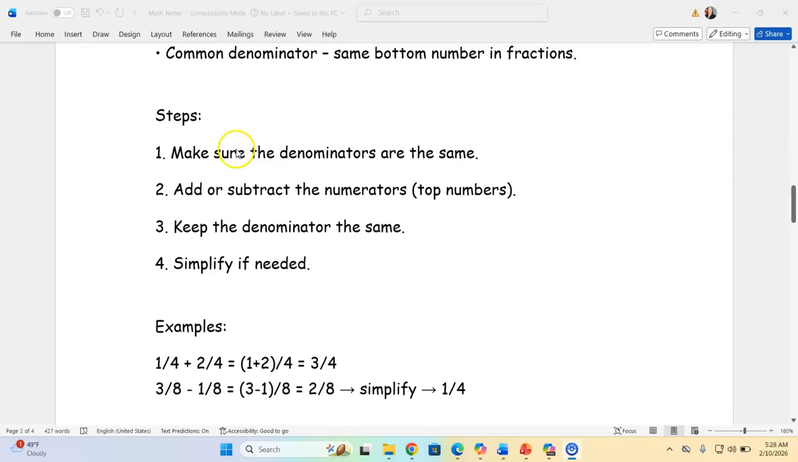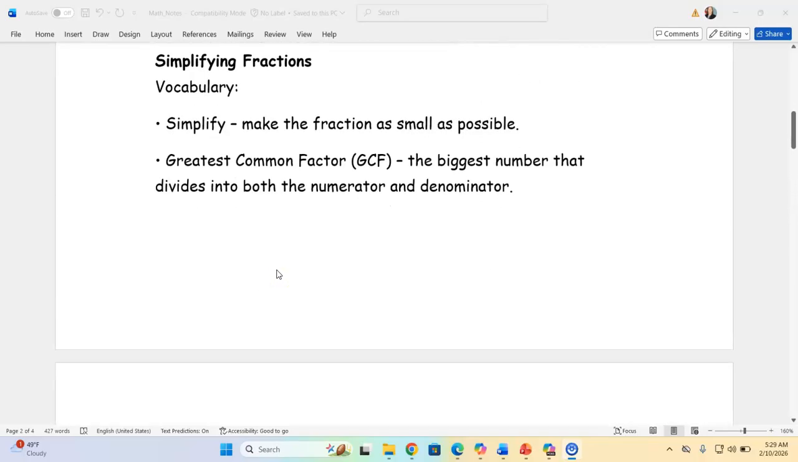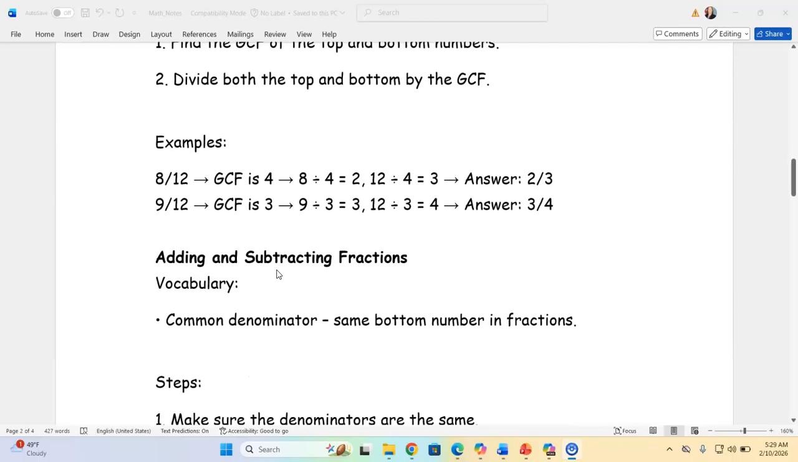So kind of going back to what we just said, right? Denominators need to be the same. You're adding or subtracting the numerators, which is your top numbers. And your denominator is the same. And then you're going to simplify. And remember up here, we talked about simplifying fractions. So there's your steps to simplify.